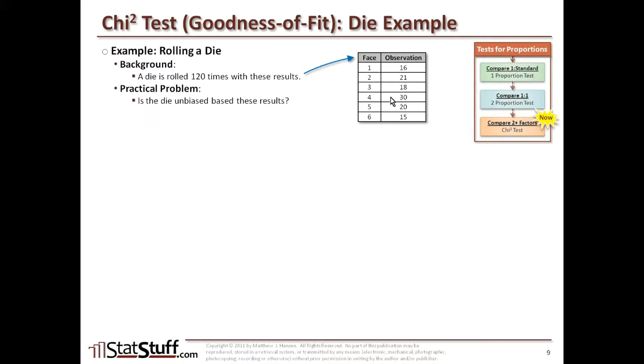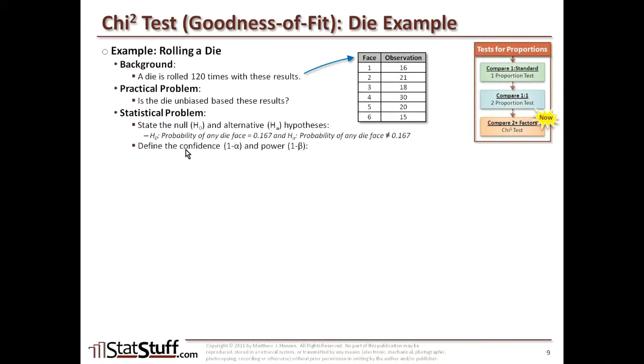So we need to convert this to a statistical problem where the null and alternative hypotheses are going to be like this. The null hypothesis will be the probability of any die face is equal to 1/6, or in this case 16.7%. And the alternative hypothesis is where the probability of any die face is not equal to 1/6. It's something different than what's expected, and that's 16.7%. Then we're going to also define the confidence and power levels. We'll use the default here where the confidence level is going to be 95%.